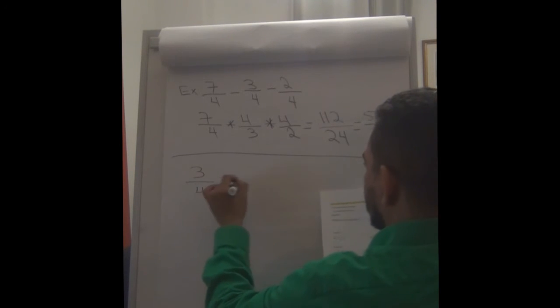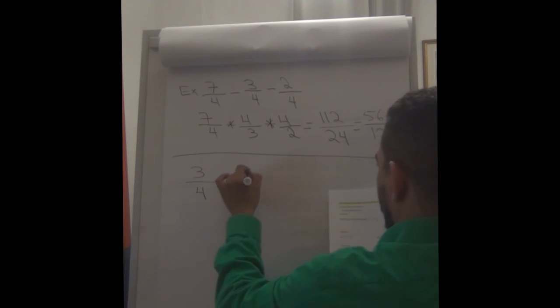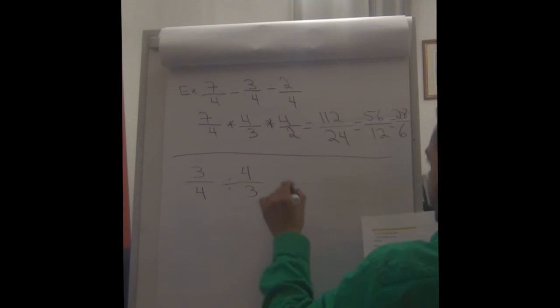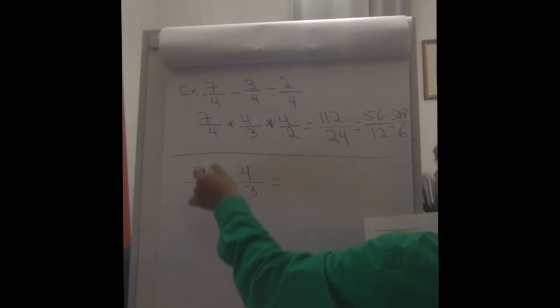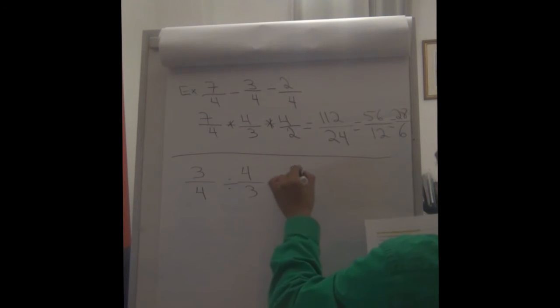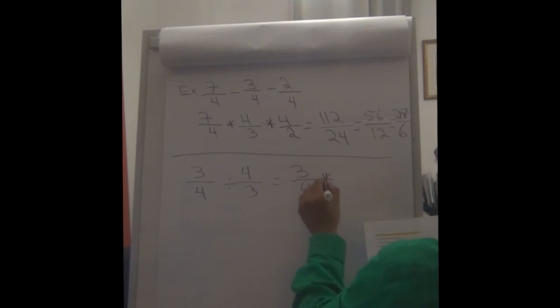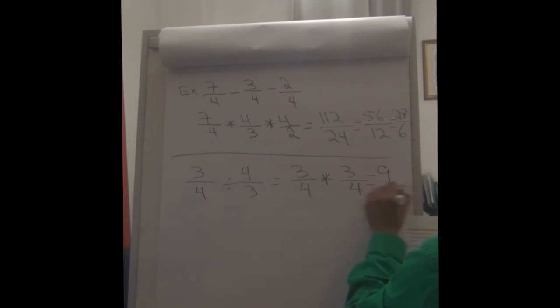3 over 4 divided by 4 over 3. So what do I do? Well, I keep this, right? The division sign changes to multiplication, and we use the reciprocal here. And we get 9 over 16.